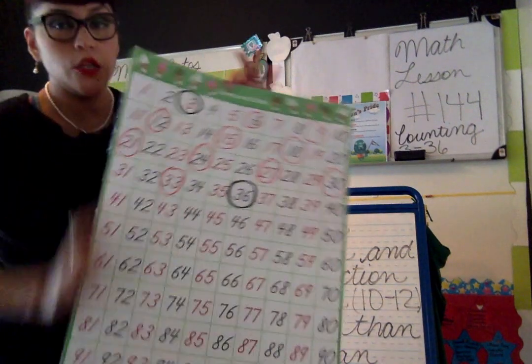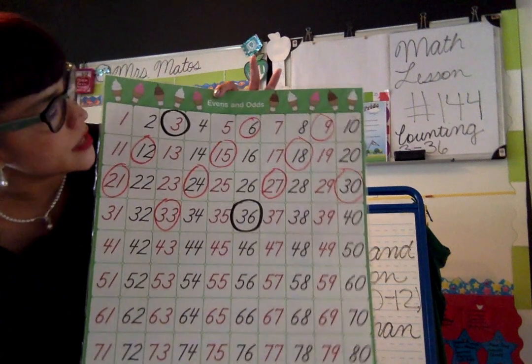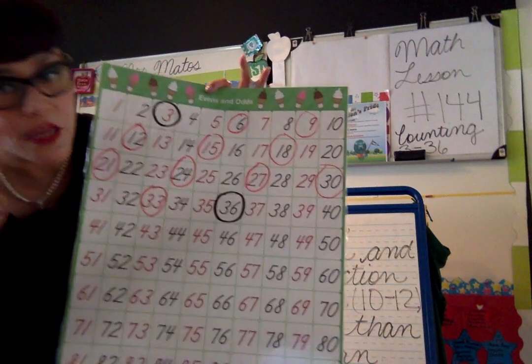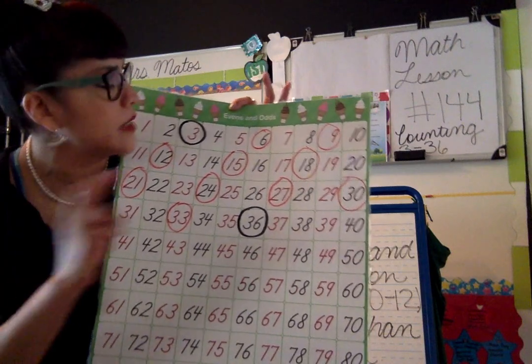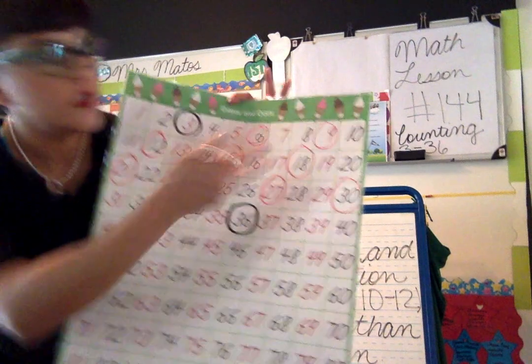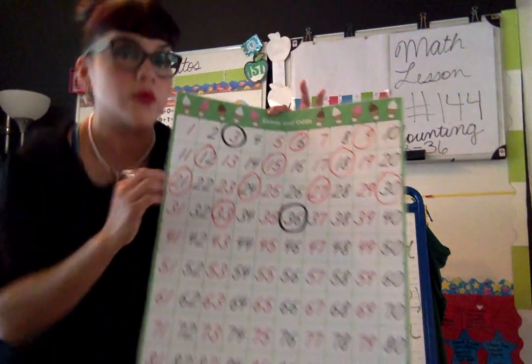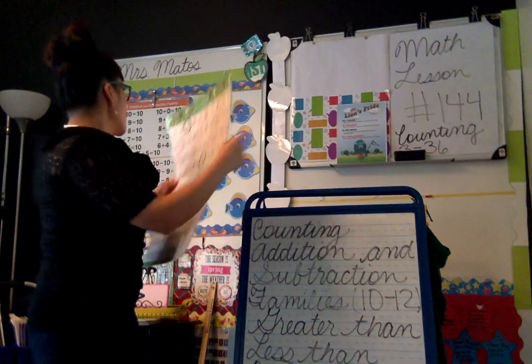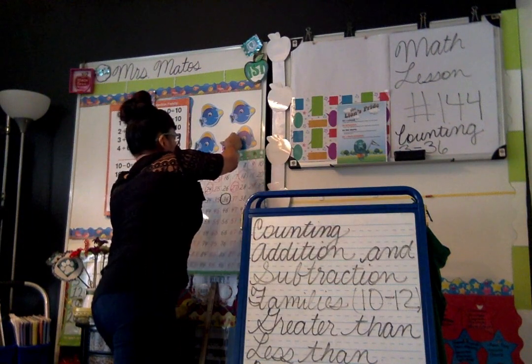Okay, so let me go get closer so you guys can see. When you guys are counting by threes, like I said, you're skipping two numbers in between. Okay, look. 3, 1, 2, 6, 1, 2, right? So every number, we're skipping two numbers, okay? Great job with that.